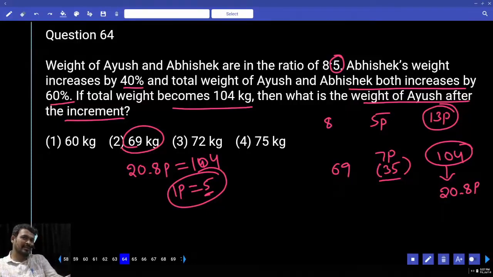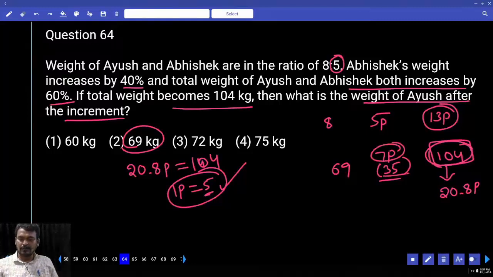If you require percentage, we use the previous method, but here we require only quantity, sir. That's why we directly take the 8:5 ratio. One will be 8 parts, another one 5 parts. Total it is 13 parts, sir. In that, 60% increased means it will become 20.8 parts. That 20.8 parts equal to how much? 104. Every 1 part is how much? 5. But we require the after increment value of Ayush. What is the Abhishek value after increment? 7 parts. 7 parts are 35. Out of 104 we are subtracting 35. What is the remaining? 69.